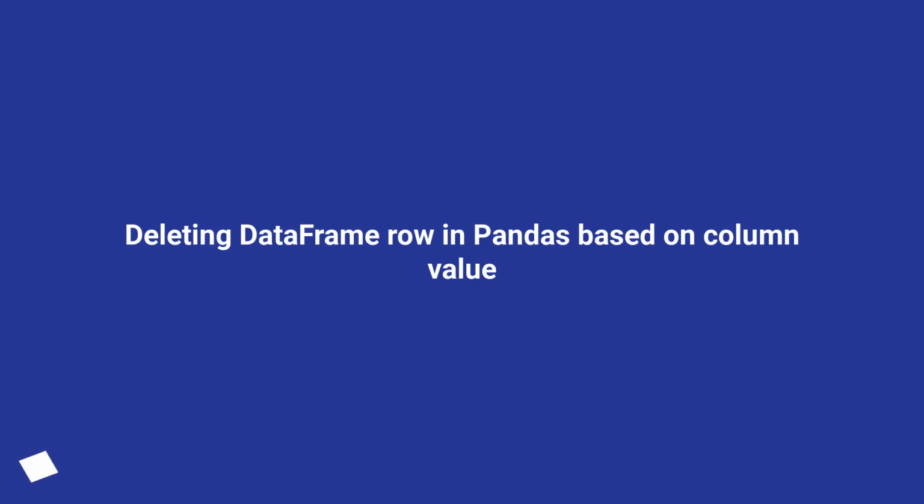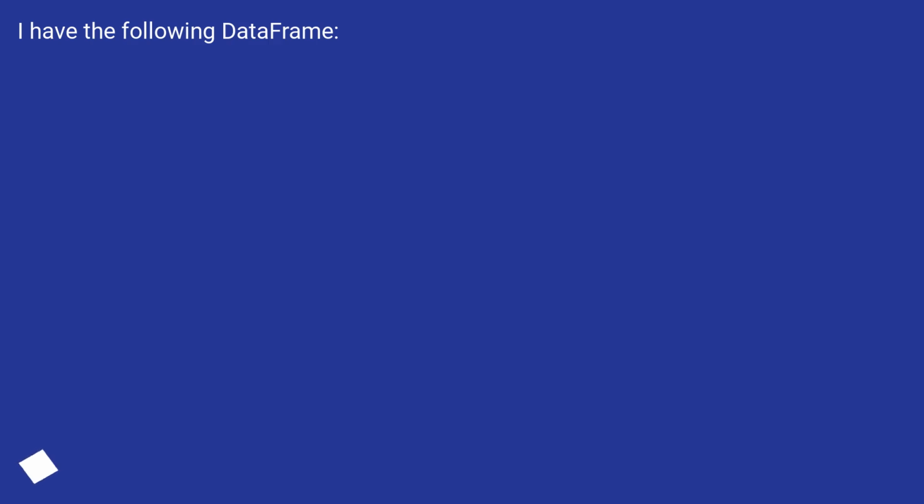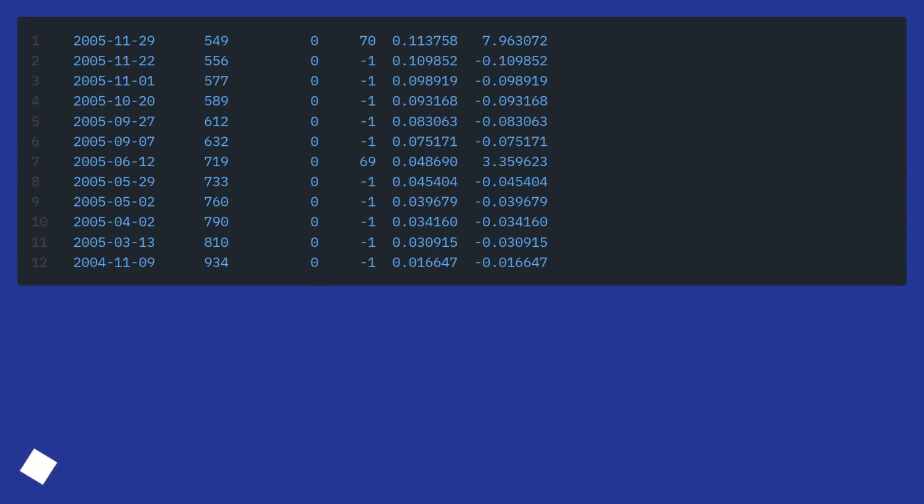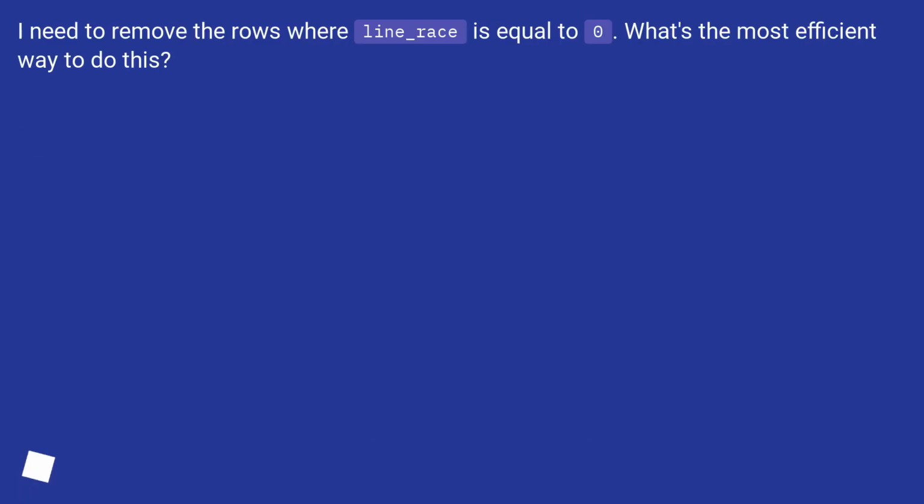Deleting DataFrame row in Pandas based on column value. I have the following DataFrame. I need to remove the rows where line_race is equal to 0. What's the most efficient way to do this?